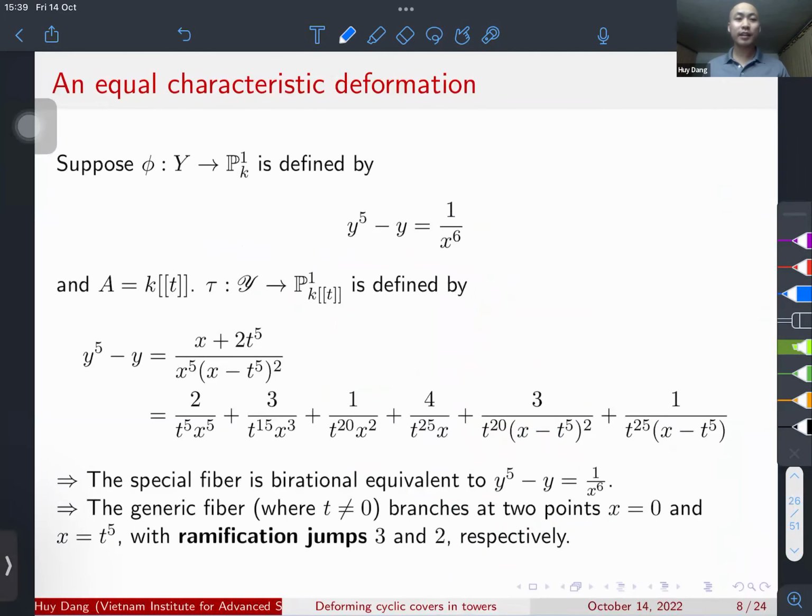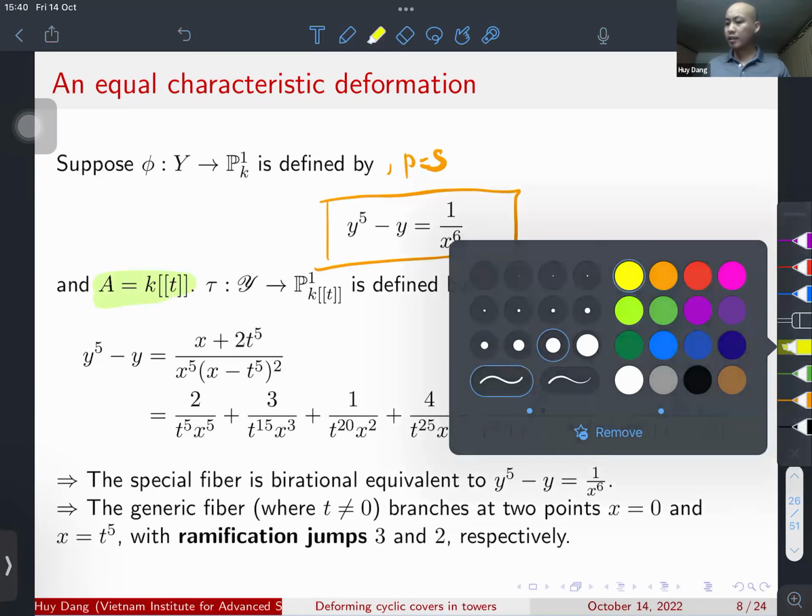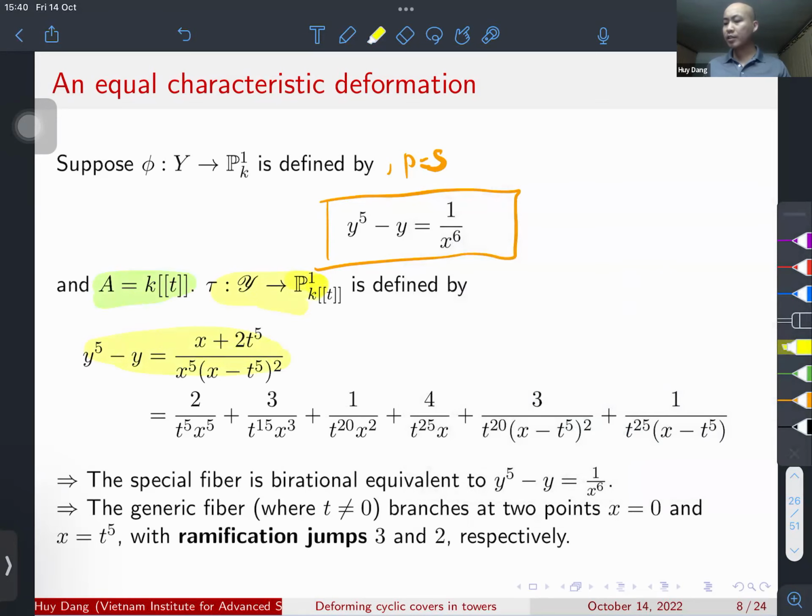Okay. So let's maybe look at one example. Again, if you start with phi, a Z mod p cover, I should say the characteristic is p, then the equation over here gives you a Z mod p cover of a projective line in characteristic K. It is Artin-Schreier theory, something I have talked about. And if A is K double bracket T, then the tau given by this gives you a deformation of phi over capital A.